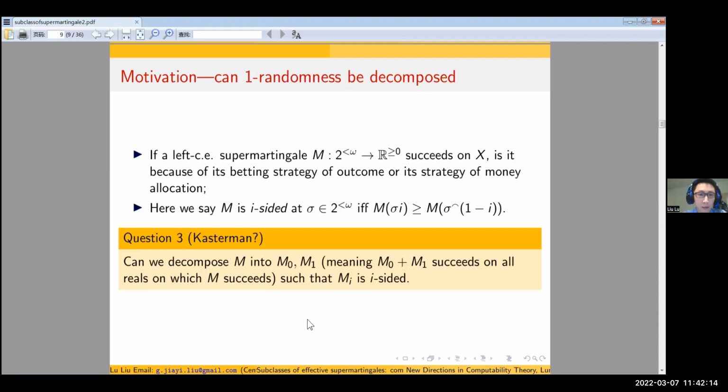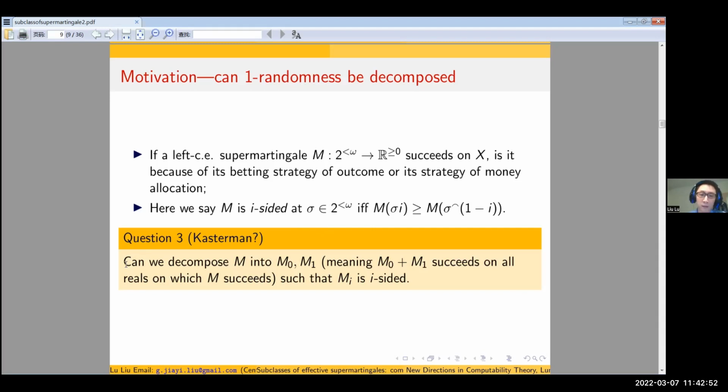Well, the second motivation. Given a left-c.e. supermartingale, if it succeeds on X, is it because of its choice of outcome or its allocation of money? So what does this mean? We say this supermartingale M is i-sided at an event sigma if and only if M(sigma i) is bigger than M(sigma (1-i)), which means this gambler favors the outcome i instead of 1-i.